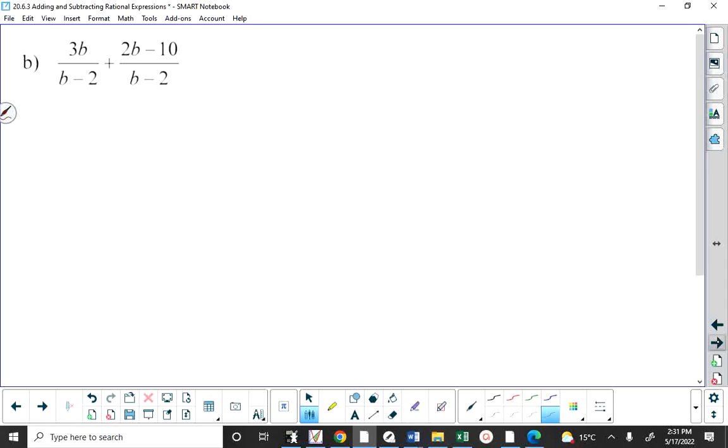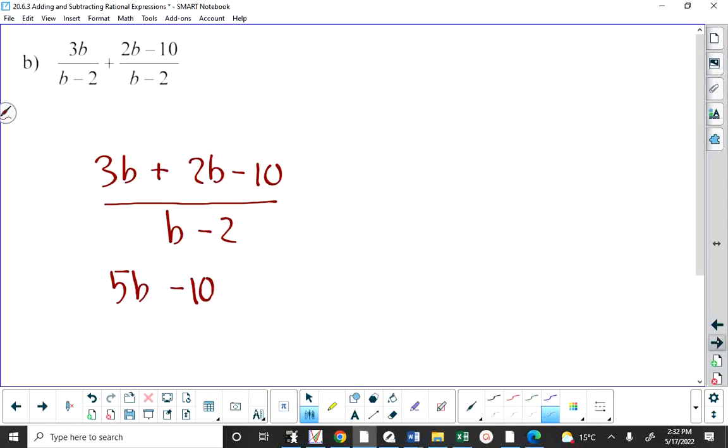Well, this is ridiculously easy. These are both over b minus 2. So I have 3b plus 2b minus 10 over b minus 2, which gives me 5b minus 10 over b minus 2. By the way, b cannot be 2. Are we done? No. Factor. You know what this is like? This is like when you were doing work with radicals and you would put radicals together and then you go, oh, I'm done that question.